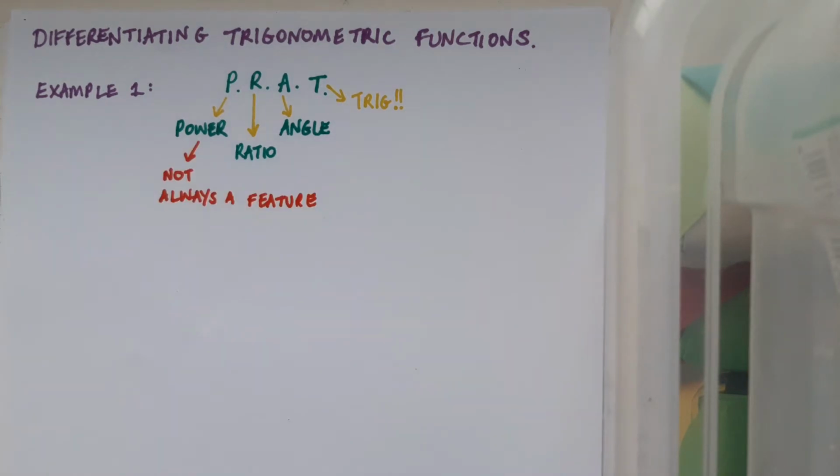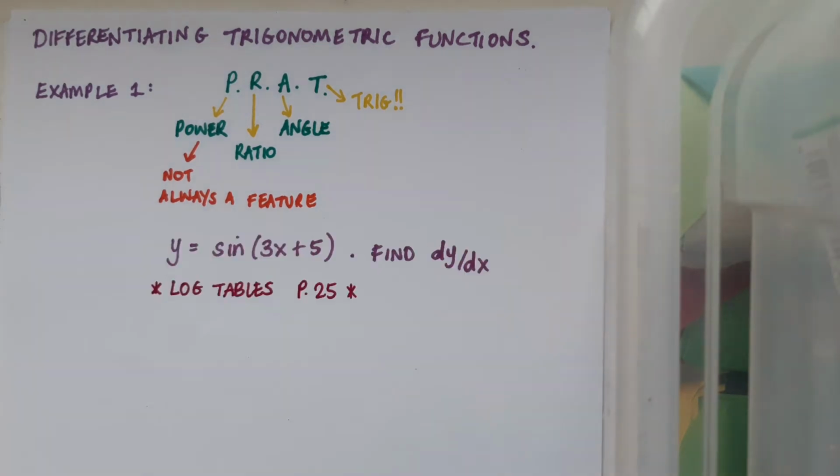The power part of this rule is not always a feature, so I'll first of all do an example that doesn't involve a power, and then I'll show you what to do when we do have powers involved. So our question is y equals sine 3x plus 5. We want to find dy dx, and the first thing that I would do in a question like this is have my log tables to hand open on page 25, and on page 25 they give you a list of some common derivatives, and they tell us that when the function is sine x, the derivative is cos x. Okay, so that's just an important feature to remember when we begin to differentiate.